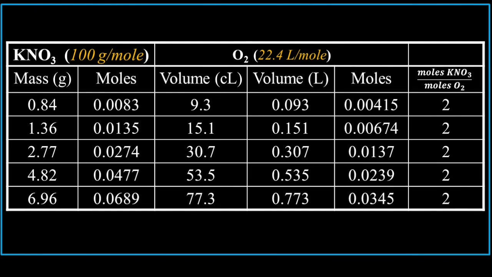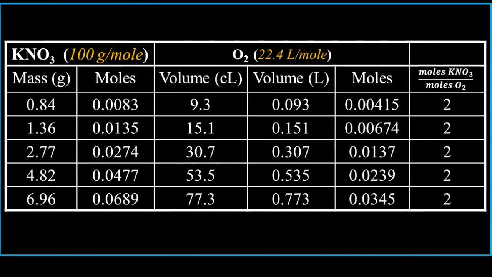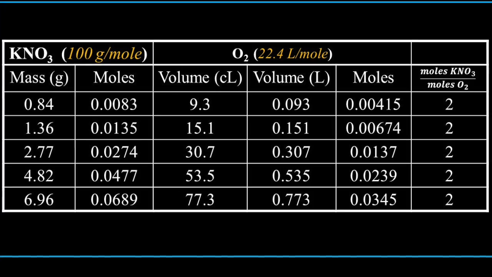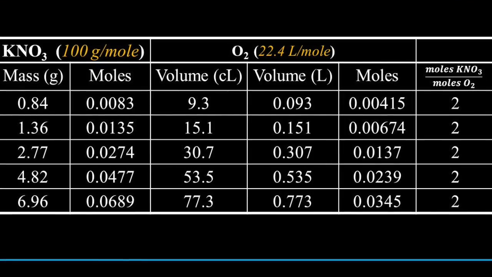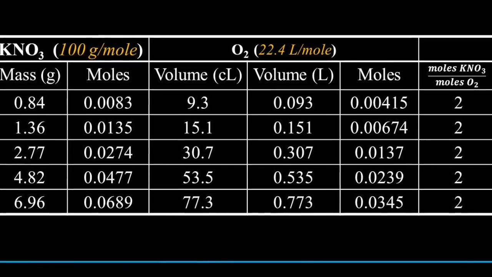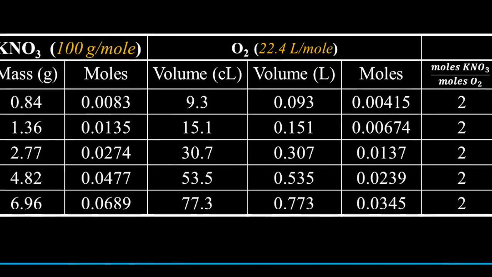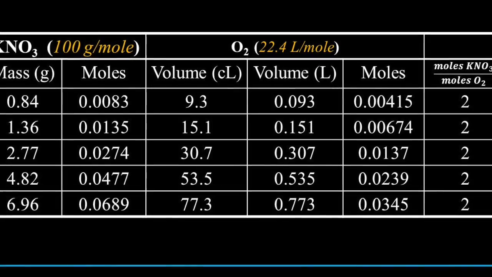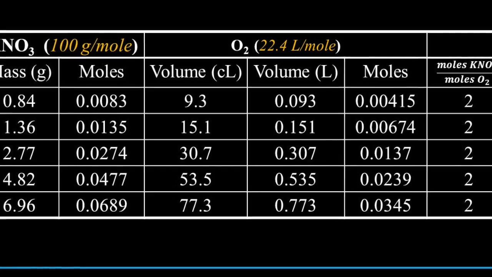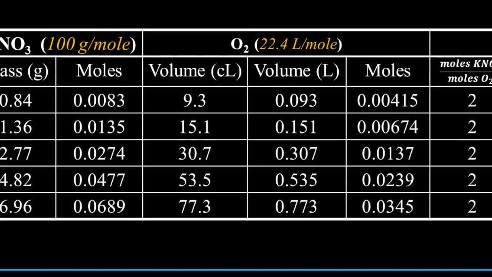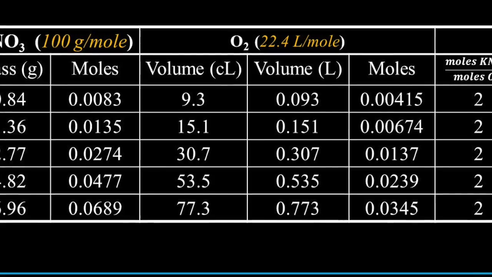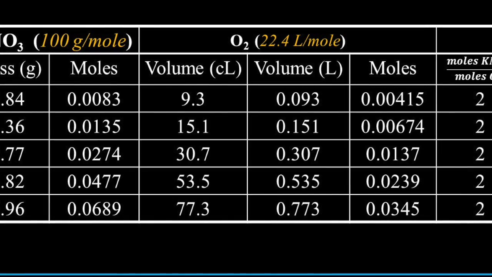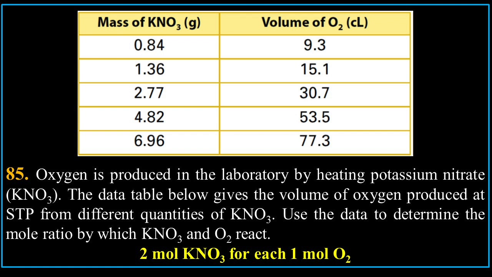I took the mass in grams of potassium nitrate and converted it into moles by using 101 grams per mole. And then I converted the volume of oxygen, using 22.4 liters per mole, into moles. And then I divided the moles of potassium nitrate by the moles of oxygen, and found that they were all 2 to 1. So the answer to the question of the ratio of the moles of potassium nitrate to the moles of oxygen is 2 to 1. All I did was convert everything to moles and then did the mole ratio.